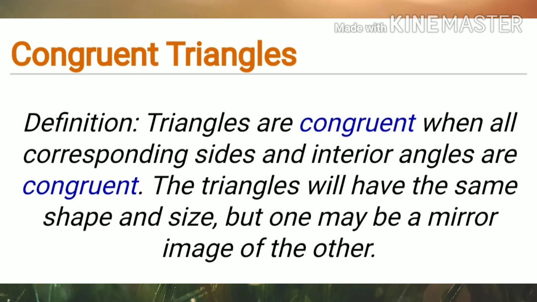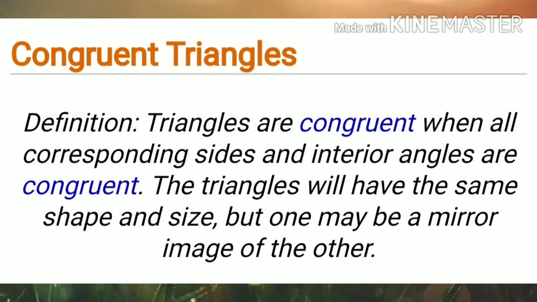Congruent triangles are nothing but triangles which have the same shape as well as size. Two triangles with the same shape as well as the same size are called congruent triangles. Triangles are congruent when all corresponding sides and interior angles are congruent, that means equal. The triangles will have the same shape and size but one may be a mirror image of the other. That means two triangles which are exactly the mirror image of each other, which exactly coincide with each other, are called congruent triangles.